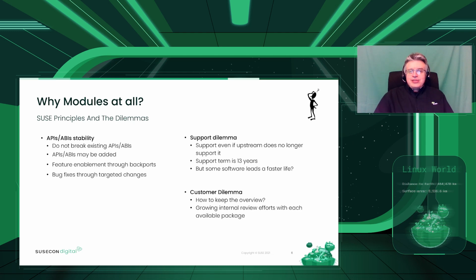But that also provides a support dilemma. Because on one side, everybody wants a long time of support for the software that they have. And we support our applications and products for 13 years and in some cases even longer. But upstream doesn't support versions so long in most cases. We support things even longer than upstream does, and that can be very problematic. And what to do, especially if you have software that leads a faster life? Think about something where you have major version updates every 2 years, every year, or in the worst case, every 6 months. That results in a lot of versions that you need to support and where you have to do backports, which is not always easy.